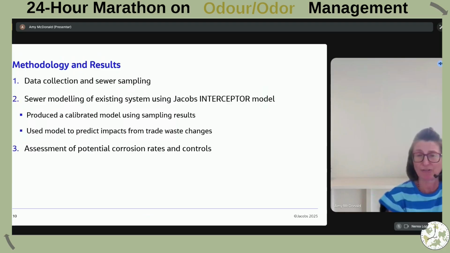So now I'll just go through our methodology and results. First, we collected data and did some sewer sampling, and I'll talk about that on the next slide. Then we produced a calibrated model of the existing system using Jacobs' interceptor model, and we fed the sampling results into this to calibrate it. And then we used the model to predict impacts from trade waste changes and assess the potential corrosion rates and what controls could be put in place to minimise impacts of this change in discharge licence downstream.